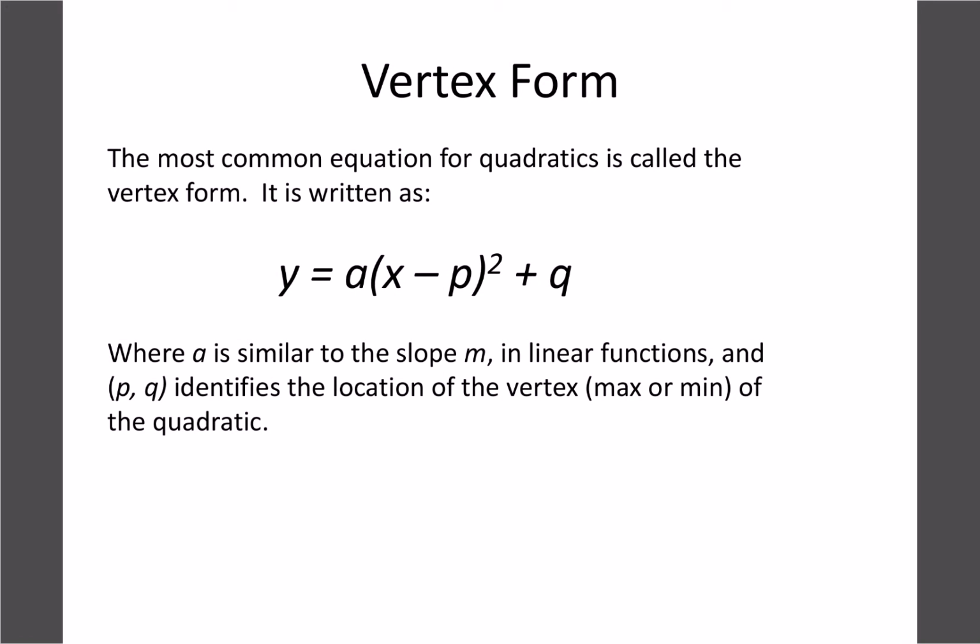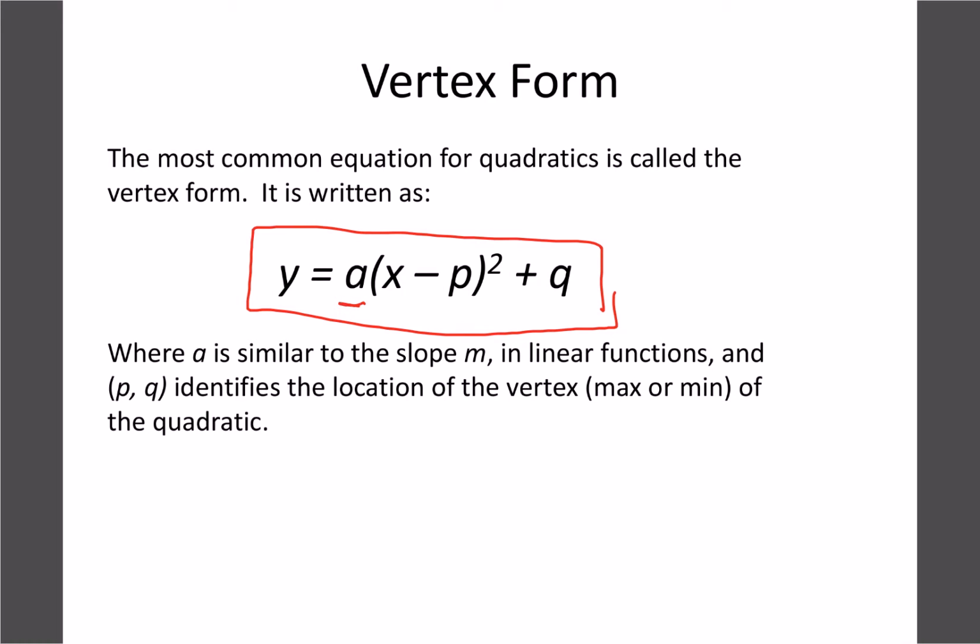So what we need to do then is figure out what our equation is for a quadratic. The standard equation we're going to use to describe a quadratic looks a little more confusing than linear, but once you break it down, it's not so bad. So our equation is y equals a(x minus p) squared plus q.